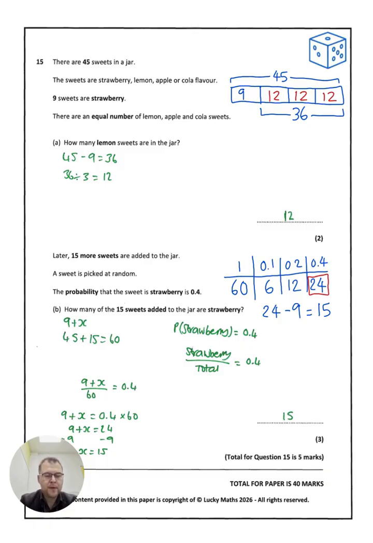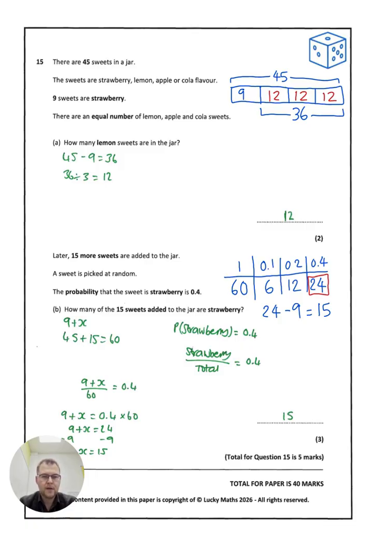We've got to be careful with part B because we're told 15 more sweets are added to the jar. So now the total is 60. And if we pick a sweet at random, the probability the sweet is strawberry is 0.4 or 40%. Okay, so a few different ways to look at this, but we know the total is therefore 60.